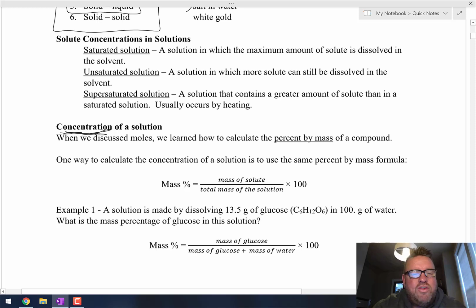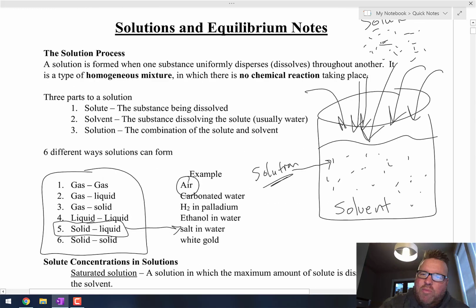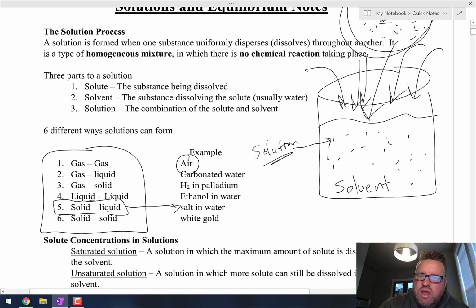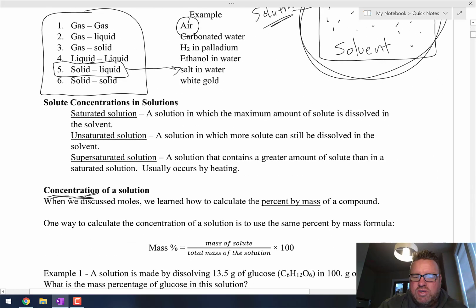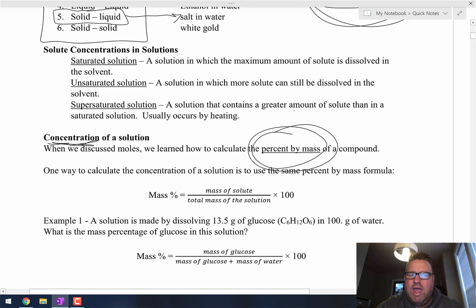Okay, so one of the ways that we measure the concentration is we measure the masses of what we're putting in. We measure the mass of the solute, and then we measure the mass of the whole solution, and we just compare those two. Okay, and what that's called, surprisingly, is the percent by mass. Okay, and we might have talked about that a little bit when we talked about moles. Okay, but that is one of the ways that you can calculate how concentrated the solution is.